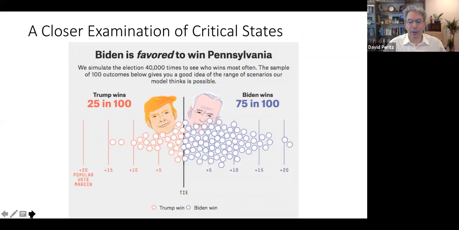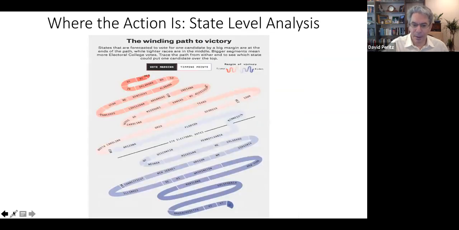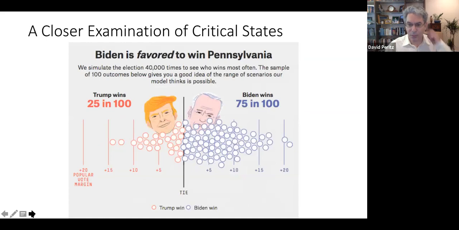Let's look now at the state level. And if you remember, just going back here, Pennsylvania, Wisconsin, Florida, Arizona, those are the states that Donald Trump carried in 2016 that Joe Biden is currently carrying. And part of the reason that Joe Biden is currently favored to win the election. And I wanted to just look at two of them for you. One of them is Pennsylvania.